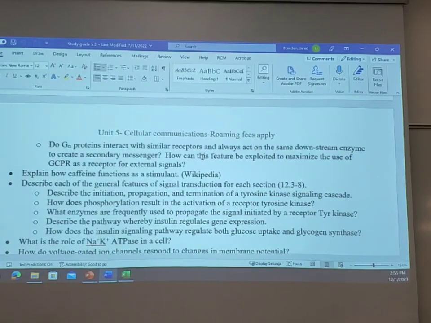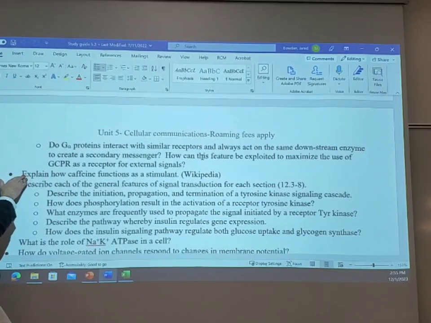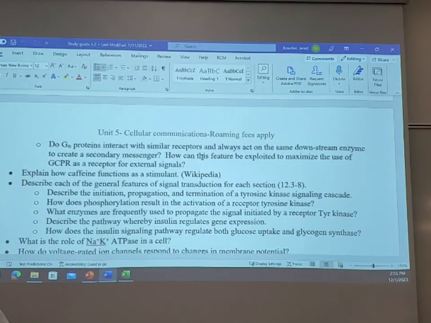So they're always acting on the same downstream enzyme to create the secondary messenger, but the signal that came initially is not always the same. So how do they do that? Scaffold. Or the bounded scaffold. Got it. Okay. And then we'll come back on calcium, right? Extra credit.